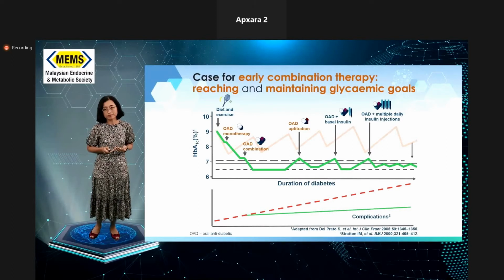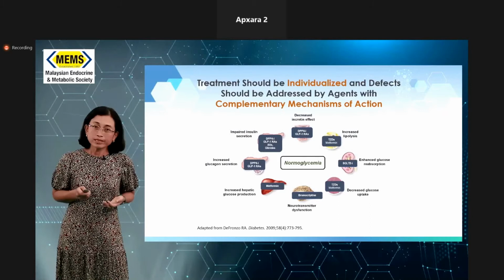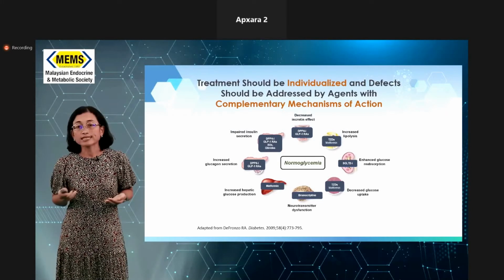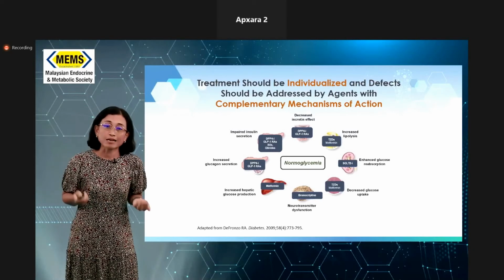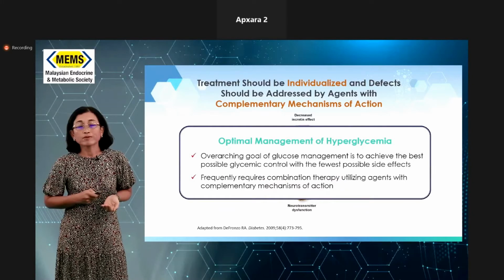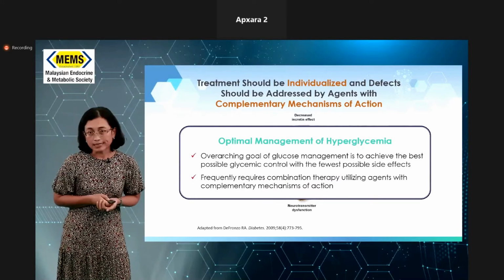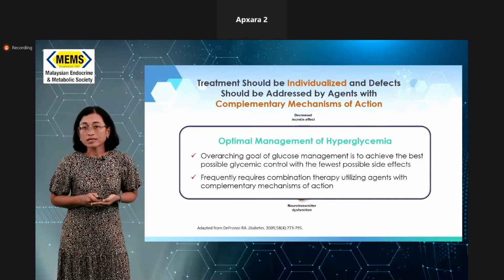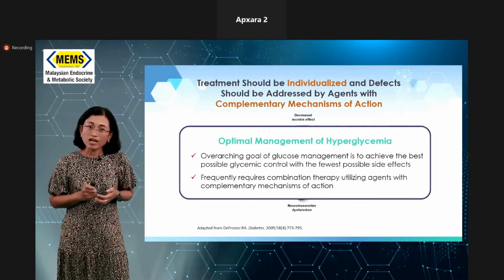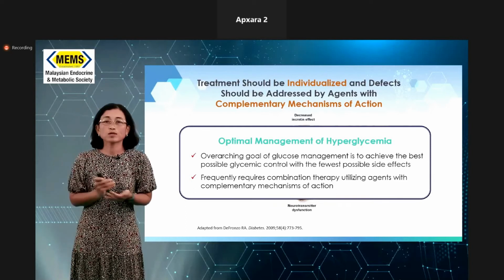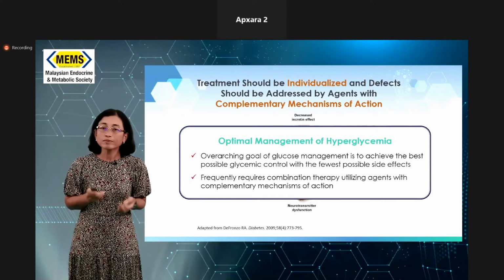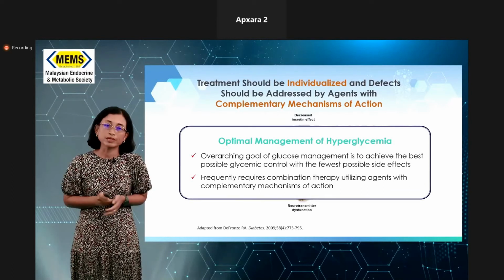Treatment in patients with type 2 diabetes should be individualized, and selection of oral anti-diabetic therapies needs to take into account several factors. We are aware of the multiple different groups of anti-diabetic agents. It is important to have optimal management of hyperglycemia. The overarching goal of glucose management is to achieve the best possible glycemic control with the fewest possible side effects. And this will require combination therapy utilizing agents with complementary mechanisms of action.